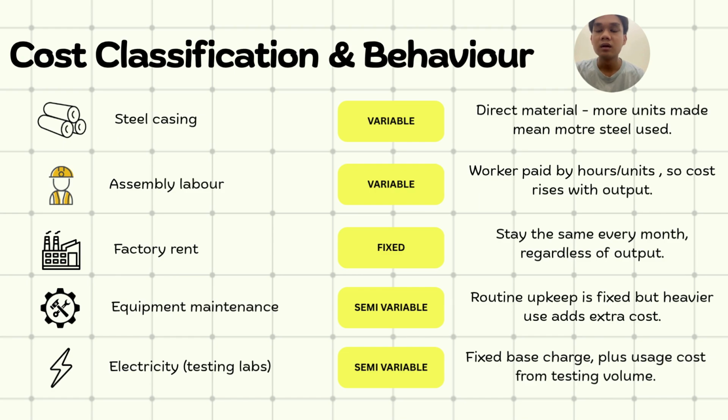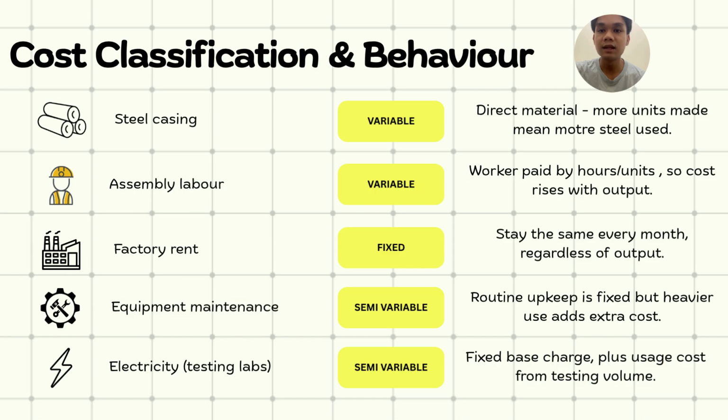First, cost classification and behavior. We look at the five costs given in the case: steel casing, assembly labor, factory rent, equipment maintenance, and electricity for testing labs. Steel casing and assembly labor are both variable costs. Steel casing is the direct material used to build the HVAC units, so the more units we produce, the more steel we need. This costs more. This cost moves directly with production.